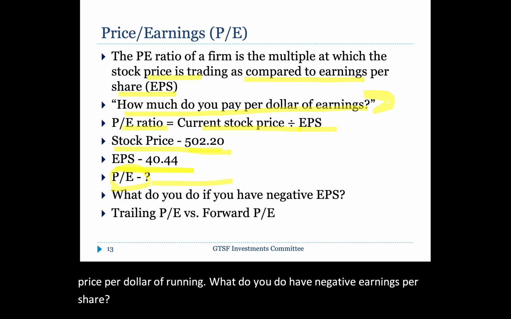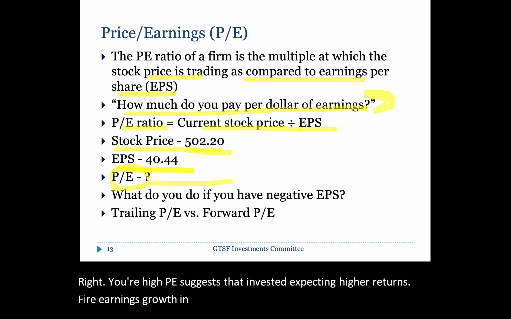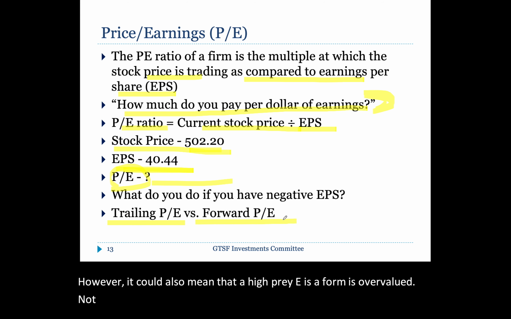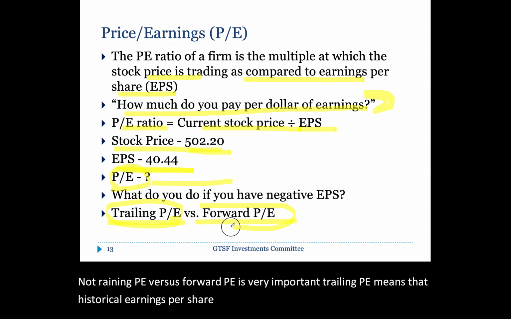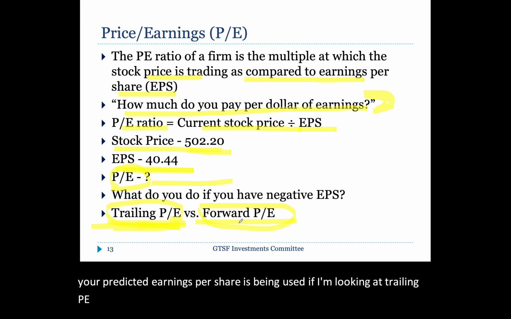Right? Your high PE suggests that investors are expecting higher returns, higher earnings growth in the future compared to a company with lower PE. However, it could also mean that a high PE is that a firm is overvalued. Now, trailing PE versus forward PE is very important. Trailing PE means that historical earnings per share is being used, whereas forward PE means that your predicted earnings per share is being used. If I'm looking at trailing PE, it doesn't mean that what happened in the past is going to happen in the future.